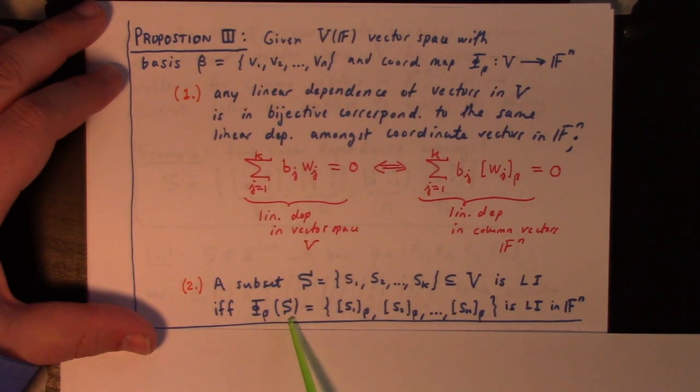We should have talked about that in Math 200, right? The image of a set under a function, using that notation. Anyway, that's a set of column vectors, and that would be linearly independent in Fn.